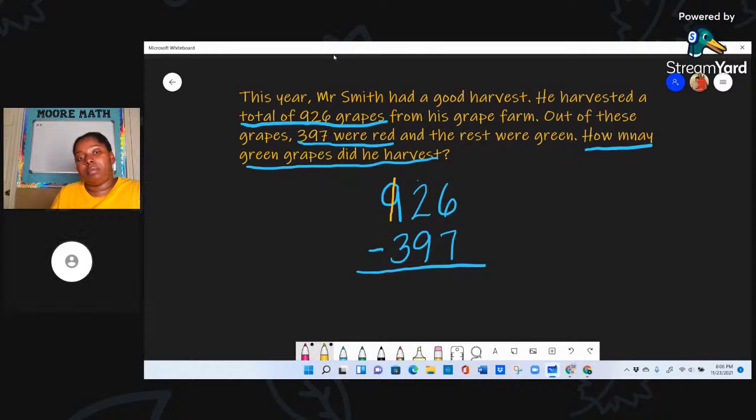So 9 turns into 8. Mm-hmm. And then 2 turns into 12. Okay. And then what do we do? We give the 6 ten. Good. Okay. And what happens to this 12? The 12 turns into 11. Good. Okay. So now what do we do? We subtract everything.